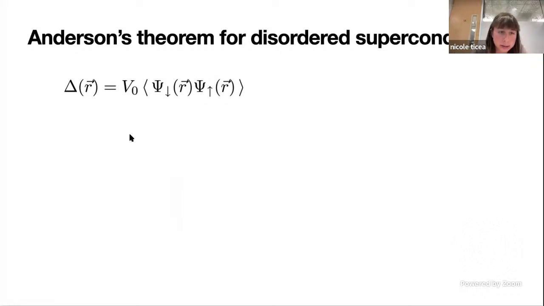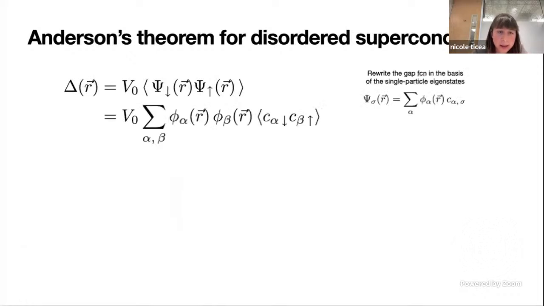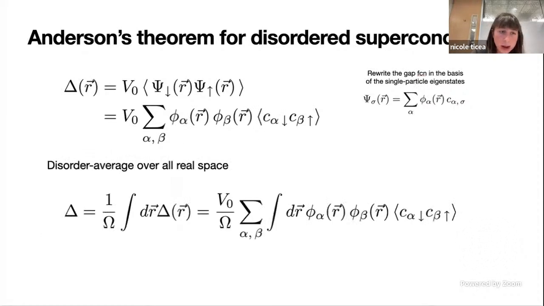So I've written down the expression for the gap. And what I want to do is rewrite this expression in the basis of the single particle eigenstates, which are solved for in the presence of disorder. And they're just labeled by these indices alpha and beta. And in general, one might expect that delta of R will be a very complicated function of position. But in the presence of weak disorder, the eigenstates are still extended in real space or localized in momentum space.